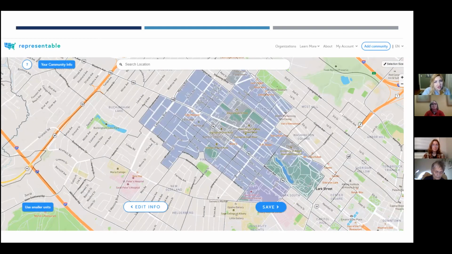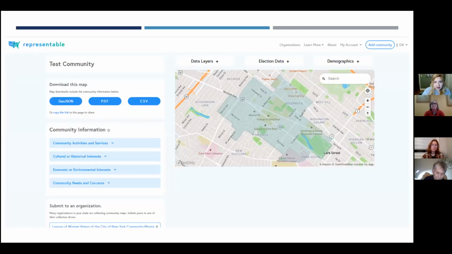So I did that here, and I linked in here the university I went to, the park I like to go to, some of the restaurants I like to go to. I didn't quite include our office in this one, but I could have made it bigger and included the office. And then I can take that map and I can download it. And I can download it as a GeoJSON file, a PDF, or a CSV.